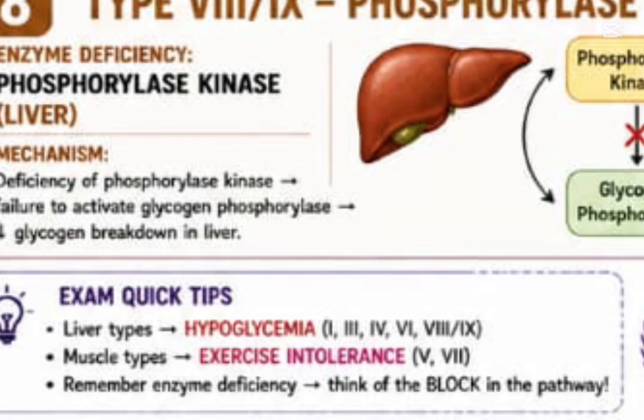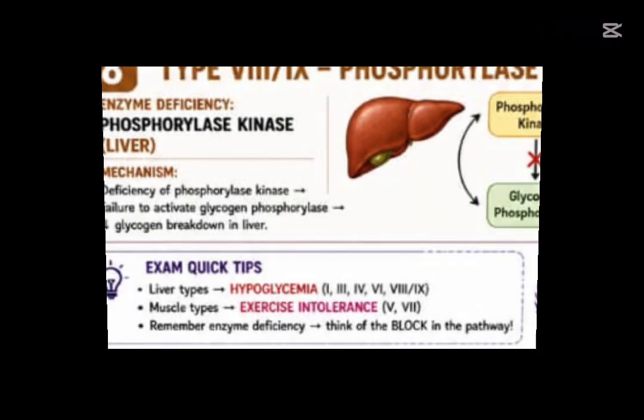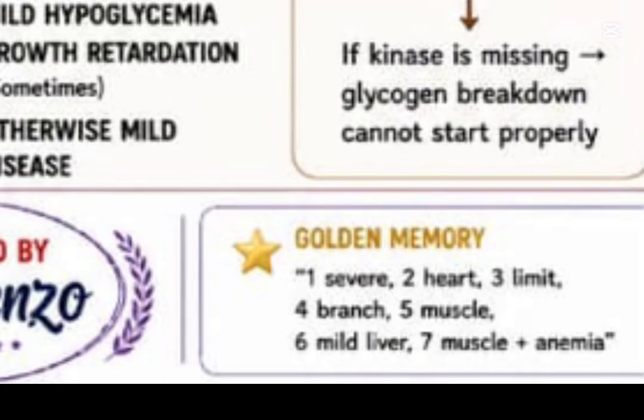Are you getting now? Your heart needs 2. Your heart is 2, which is Pompe disease. So, memory check, always remember: 1 is severe, 2 is for heart. 1 is severe, which is von Gierke's disease, with hyperuricemia and hyperlipidemia. 3 is your limit dextrinosis. 4 is the branching enzyme. 5 is for your muscle, McArdle's disease. 6 is for mild liver. 7, all this I've given you.